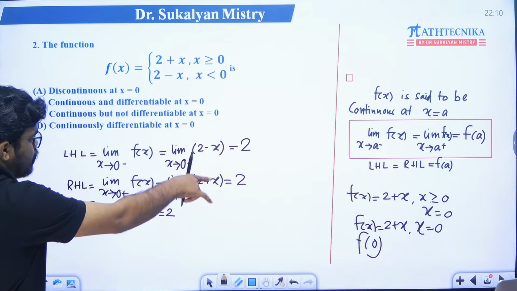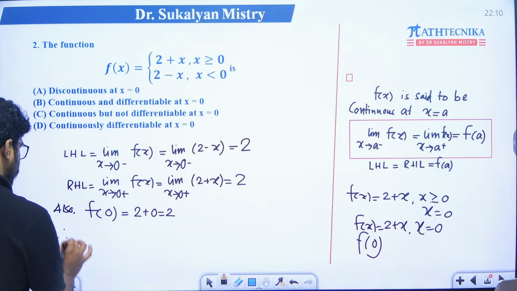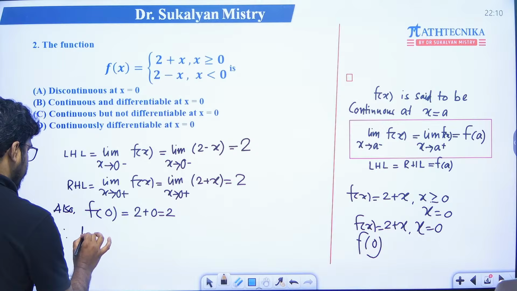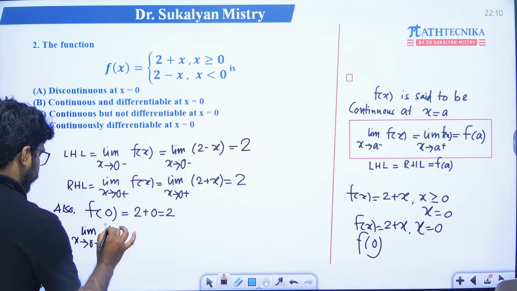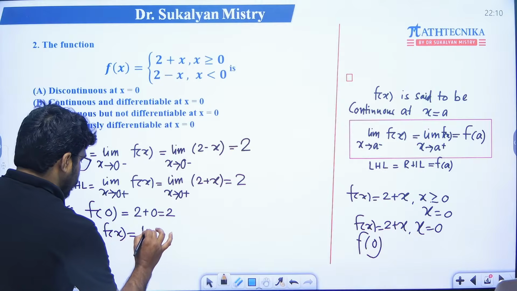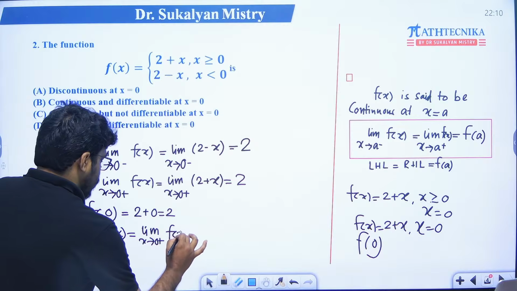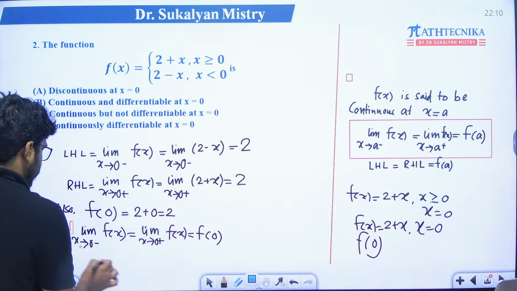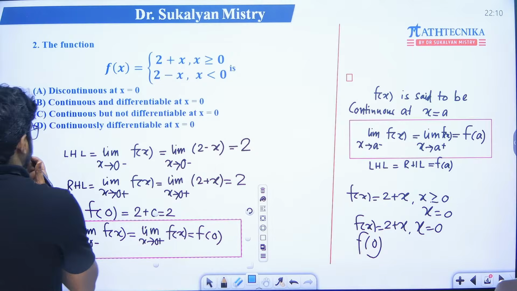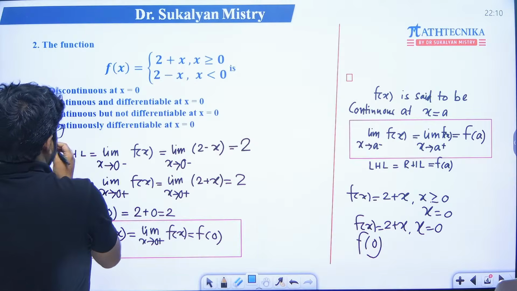So left hand limit is equal to right hand limit is equal to f(a). So what we conclude? Therefore, we see that the left hand limit, limit x tending to 0 minus f(x), is equal to limit x tending to 0 plus f(x), and this is equal to f(0). So we conclude that the function f(x) is continuous at the point x equal to 0.